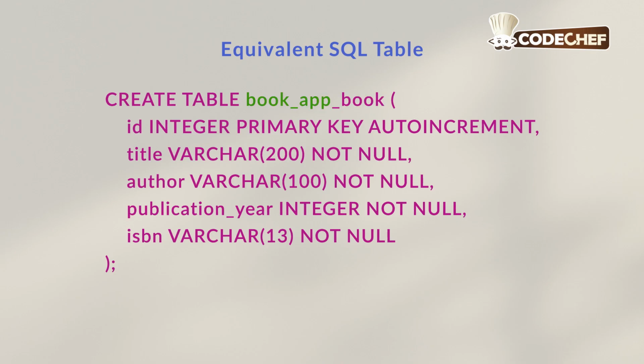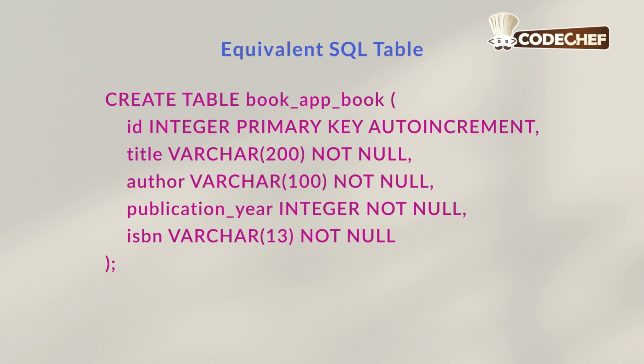So assuming that book underscore app was the name of your app and book is the name of your model that we saw in the class earlier, it automatically names the table like this, app name underscore model name. And the ID column is automatically added and it is going to be the primary key.